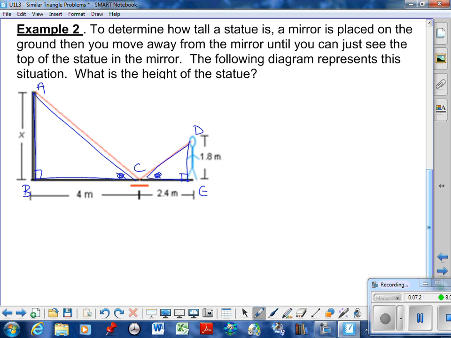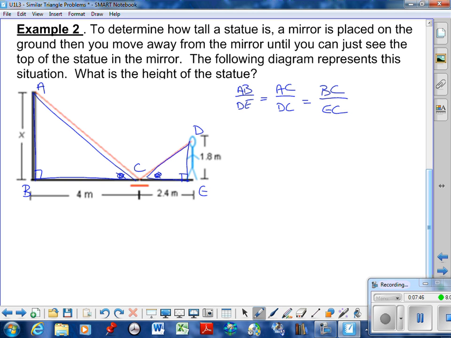Step 2, set up your ratios. So AB, AC, and BC. So I'm doing my big triangle first. It's going to be my numerators. AB matches up with DE. AC matches DC. And BC matches EC. All right, so there's phase 2 done.